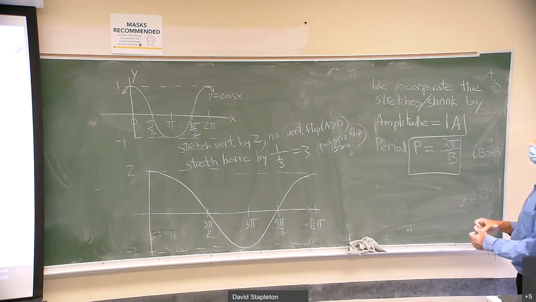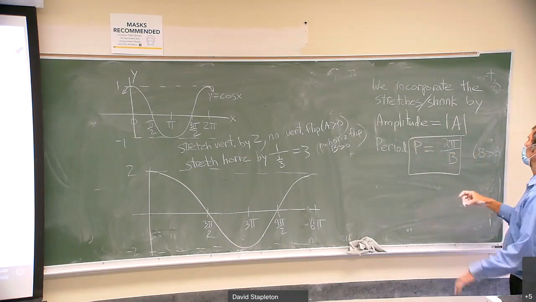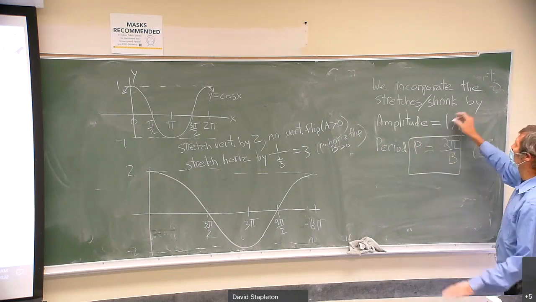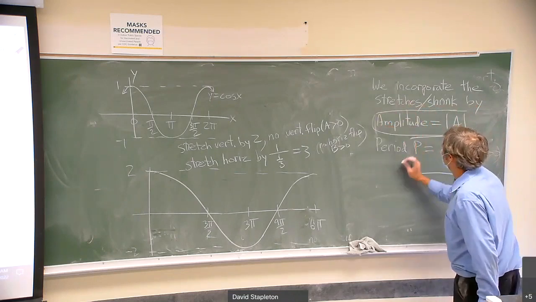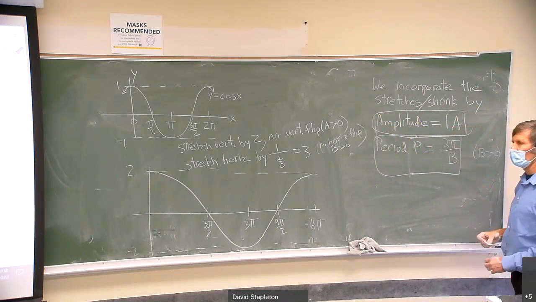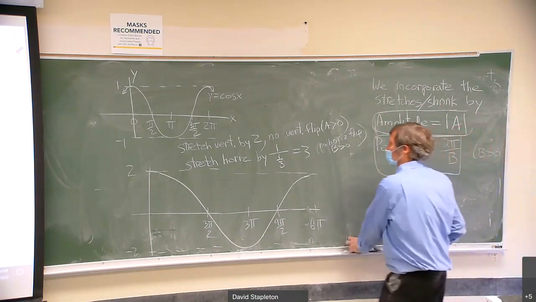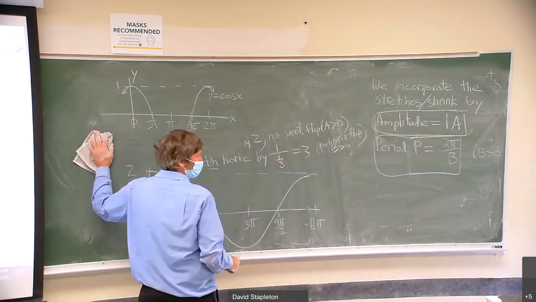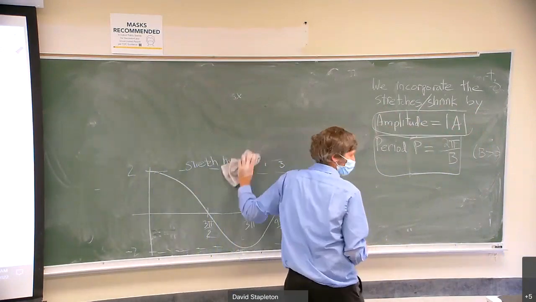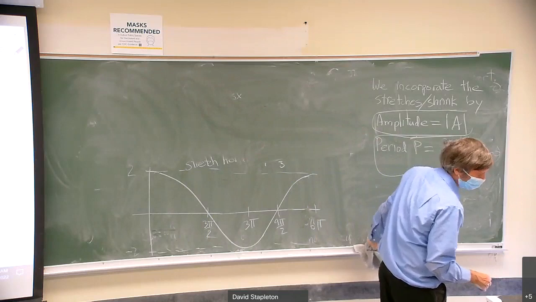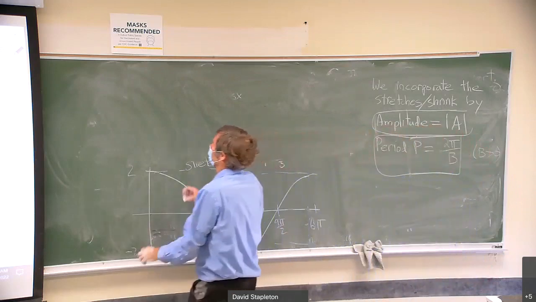Instead of saying it's stretched by this factor, it's a flip and so forth, we'll just say the amplitude between the guideline and the center is going to be absolute value of A. The period is always going to be 2 pi over B. And then we can draw these very quickly, right? And that'll do our stretches for us. We just draw the same wave in that fashion.